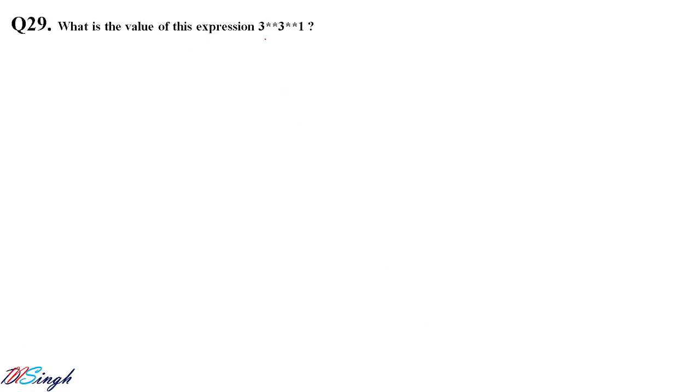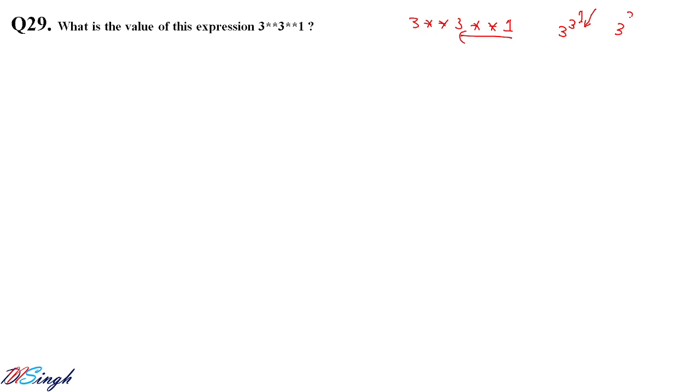What is the value of this expression? Now I told you there are two concepts. First one is called priority and associativity. So when any expression has the same operator coming two times, then we see its associativity. So 3 star star 3 star star 1. So associativity is right to left, not left to right. Okay, so this is not left to right. What is the associativity? Right to left. So how will you write this? 3 to the power 3 to the power 1, and in that order you are going to solve.